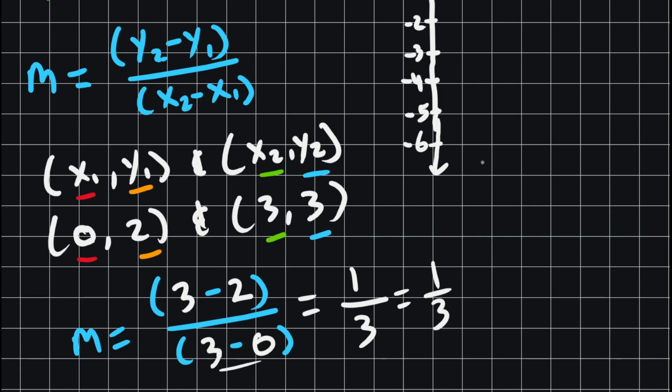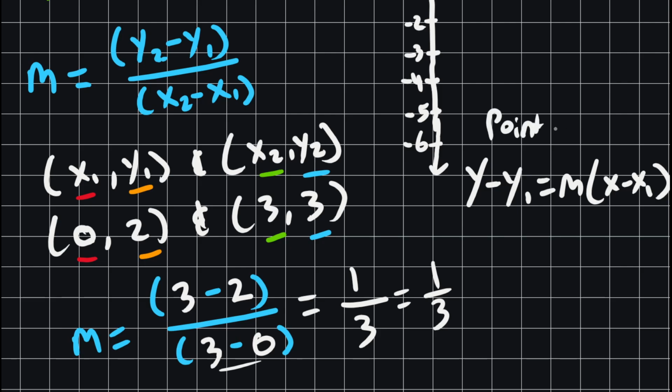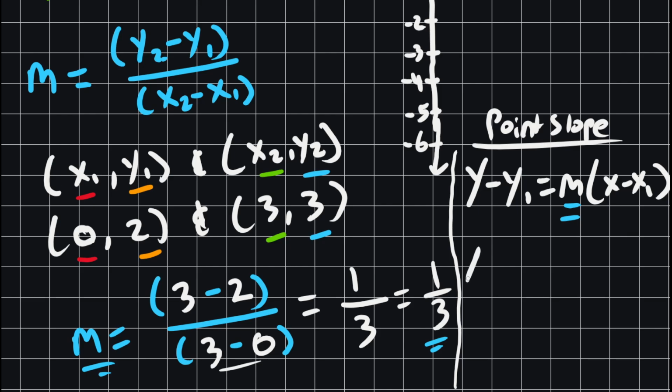So y minus y1 equals m times x minus x1. Our point slope formula. We found our m, and our m is 1/3. So that's what we're going to plug in for this m right here. So y minus y1 equals m, which is 1/3, times x minus x1.